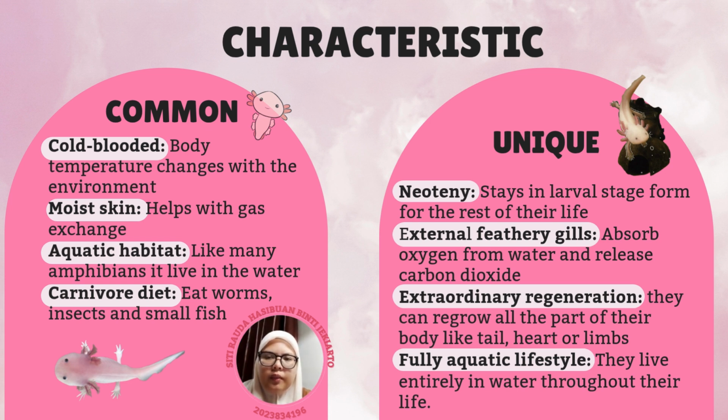Next, these are special characteristics that make them different from others. Like they are neotenic, which means they remain in larval form for their entire life. They have external gills that are visible outside their body. They also have extraordinary regeneration, which means they can regrow entire body parts, including tail, limbs, heart, even part of their brain. And lastly, they are fully aquatic animals. While other amphibians grow up and move to the land, axolotls spend their whole life in water, from birth to death.